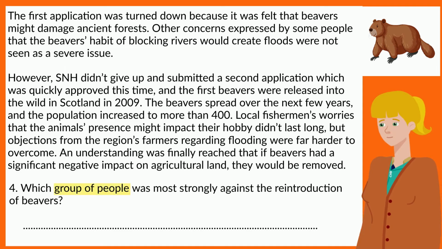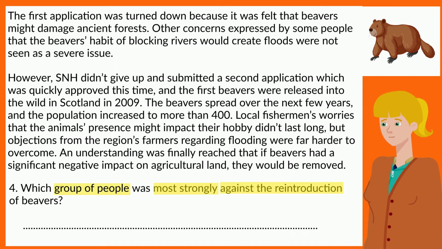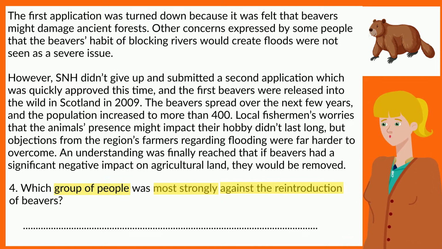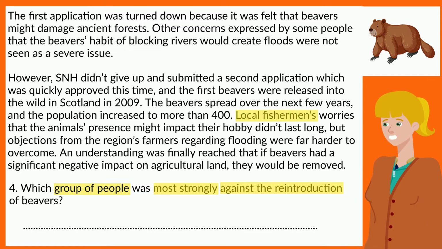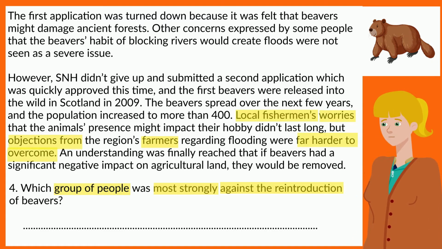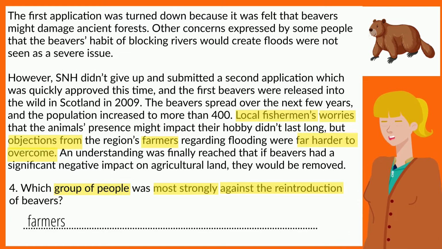For question 4, we're looking for a group of people who were strongly against the reintroduction. Note the phrase most strongly, which would indicate more than one group against it. If we scan this paragraph, we see that local fishermen and farmers were both worried about the reintroduction. However, it was the farmers who had the strongest objections. Therefore, farmers is the correct answer.